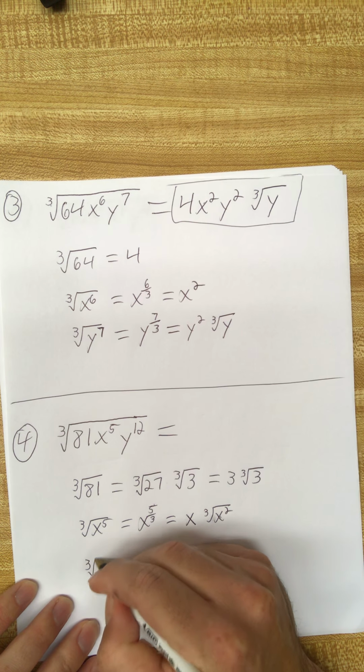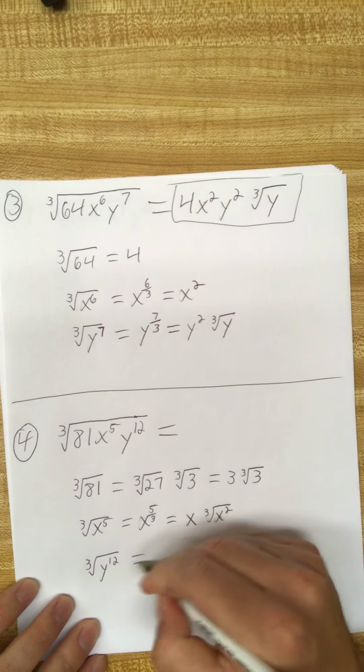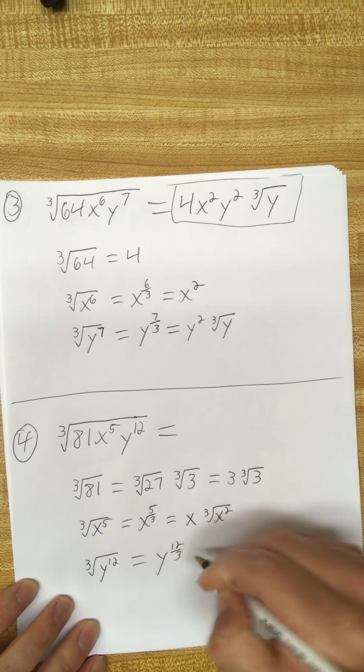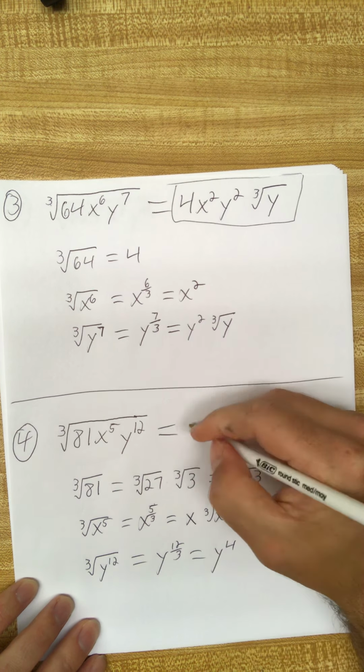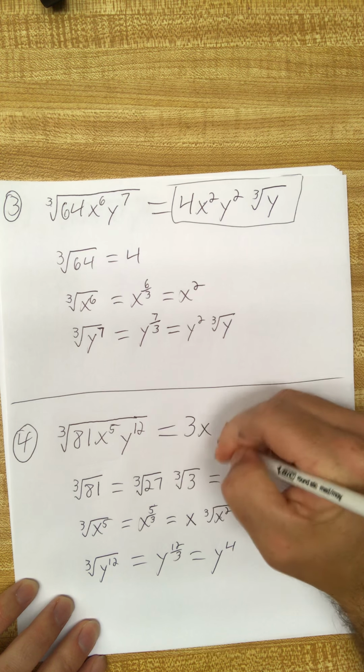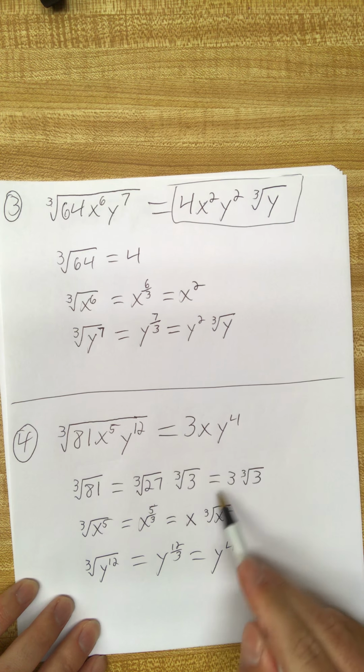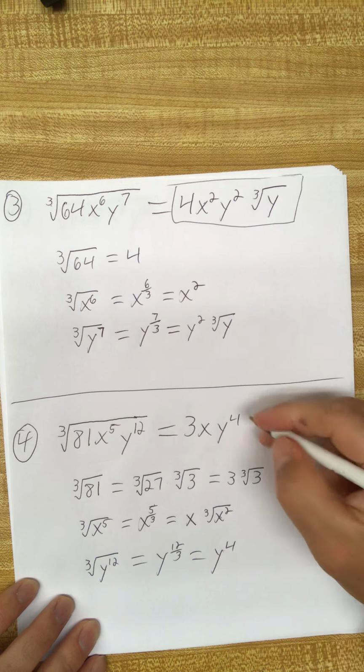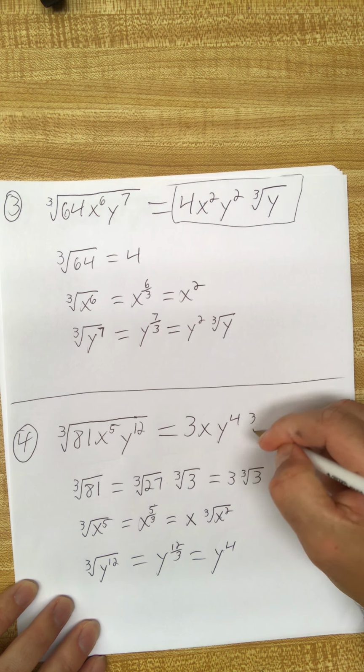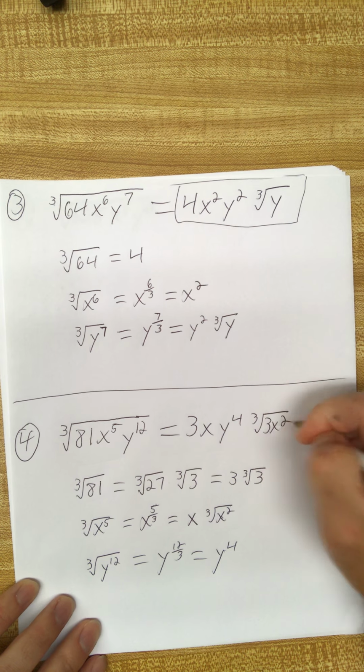The y turns out a little bit nicer because I can do 12 divided by 3, get y to the 4th. So 3x y to the 4th. I do use all of my non-radicals first, and then I do the cube roots, 3x squared.